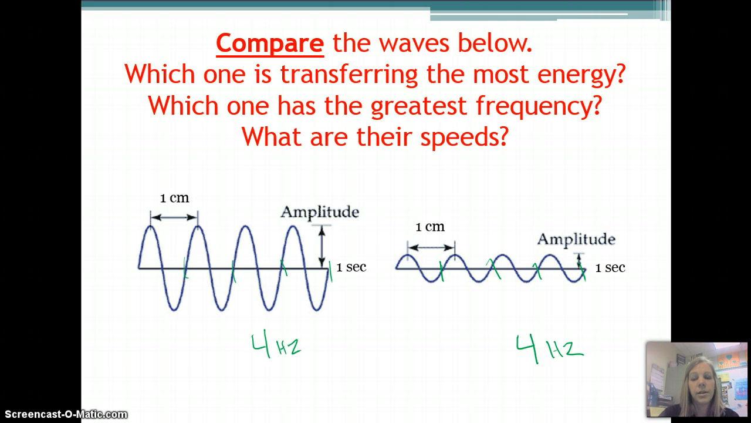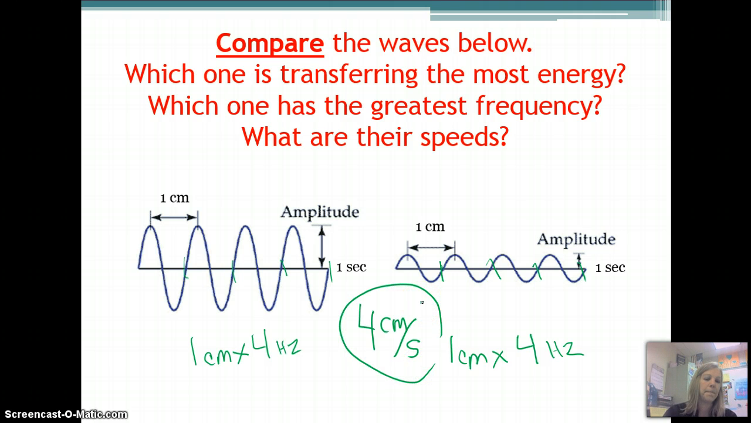And then what are their speeds? Well, their speeds, the distance between crest to crest, which is 1 wavelength as well, is 1 centimeter for both. So each one of them has a speed of 4 centimeters per second. Okay.